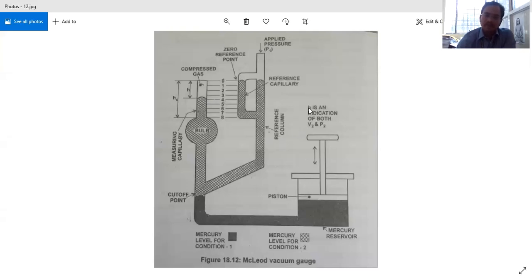A small note here: H is an indication of both V2 and P2. This H is an indication of V2. We can find the V2 value as H times the cross-sectional area. And P2 is the compressed pressure inside the limb. That pressure we can find by using weight density times H, which will give you the pressure P2. So this is how the operation of the McLeod vacuum gauge takes place.